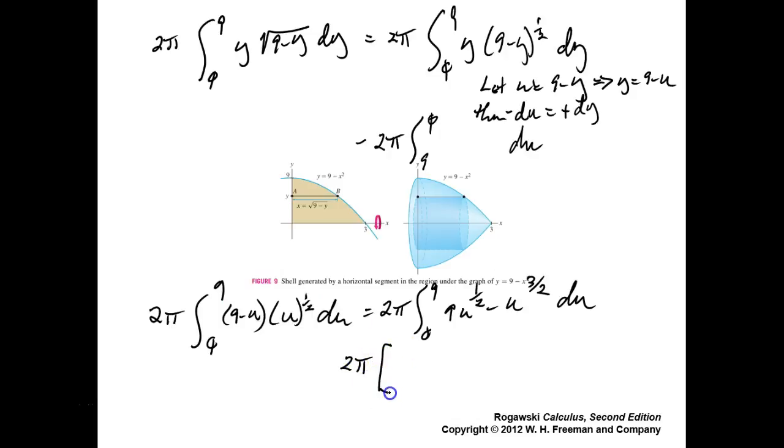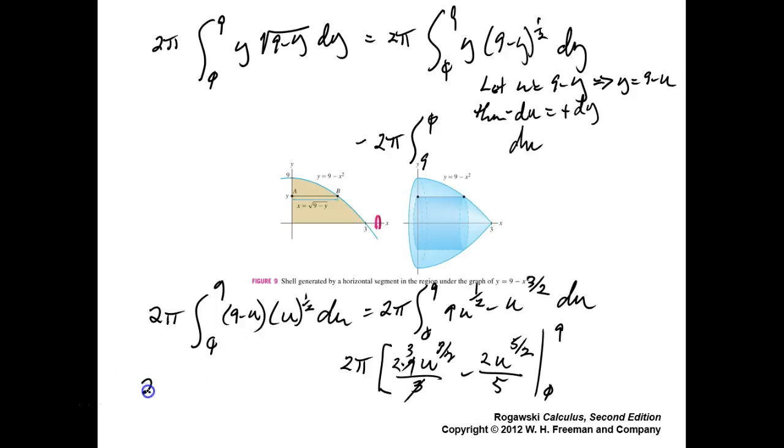2 pi times, what would that be? Okay, it'd be u to the 3/2, so then you'd have a 2/3 here, but then you have the 9, and 3 will go into that 3, so that's going to be 6u to the 3/2, okay? Minus u to the 5/2 times 2/5, right? Divided by 5/2, which is multiplied by 2/5. We're going to evaluate that from 0 to 9. Okay? I can do the 0 part. You do the 9 part.